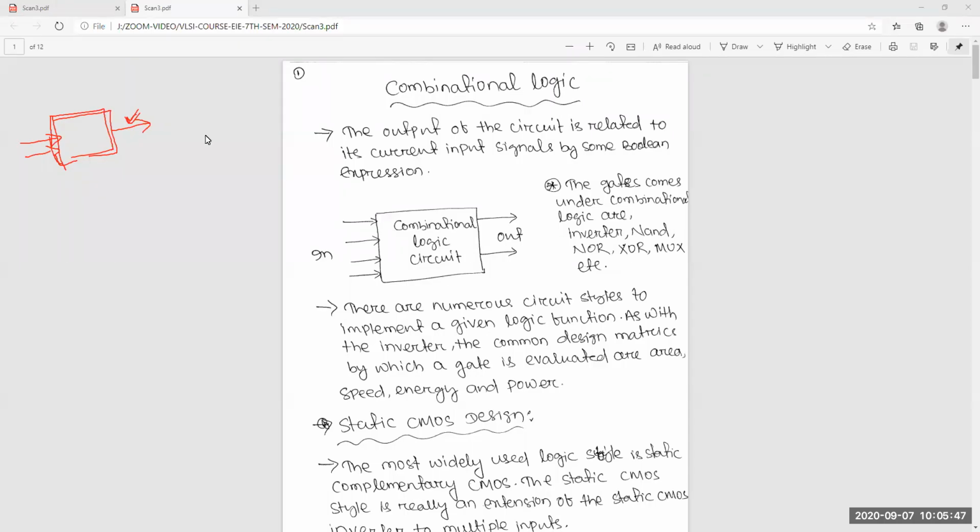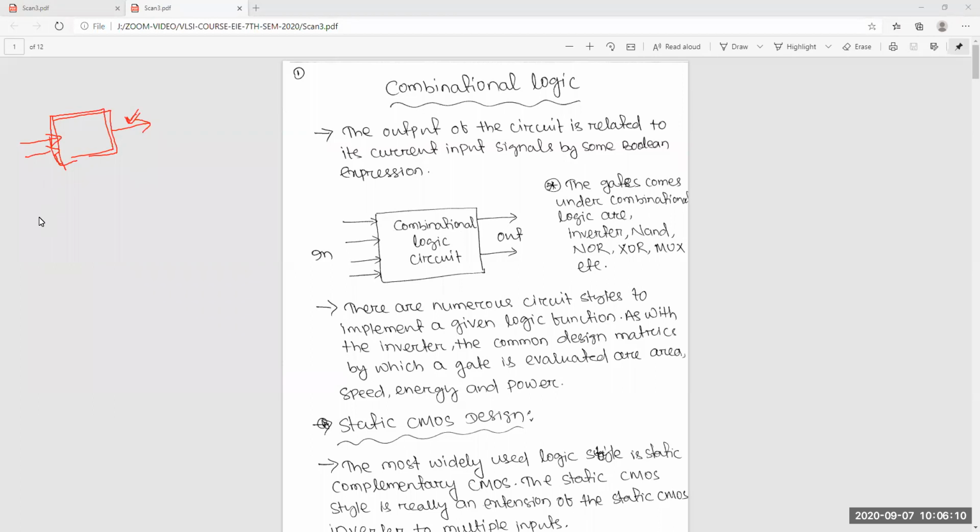Okay, thank you. So here we will start the combinational logic circuits. Combinational logic is important because whatever circuits we are using for our designs, blocks or chips, most of them are combinational circuits.